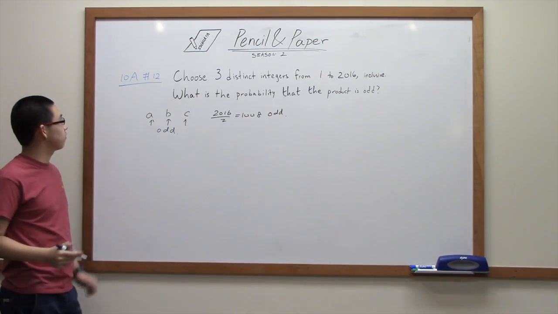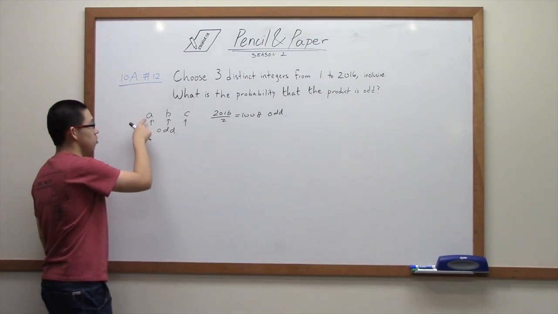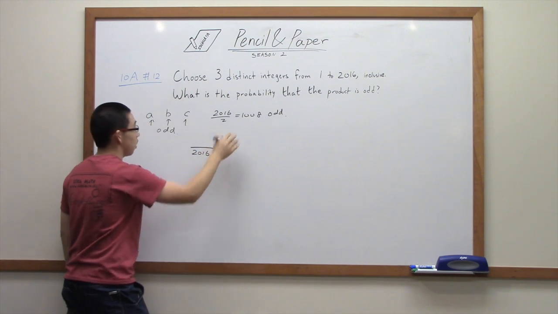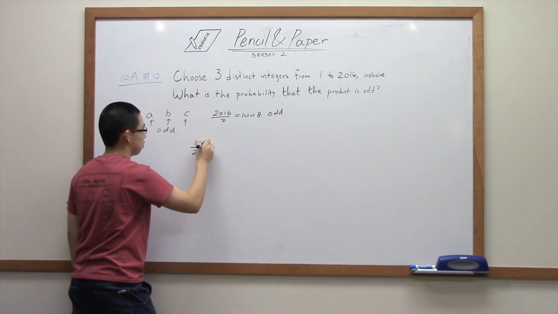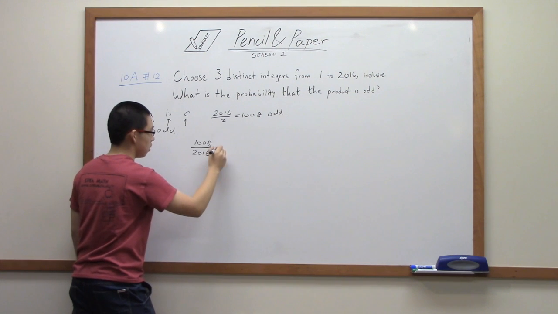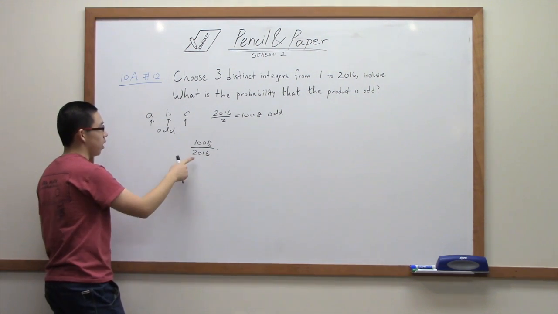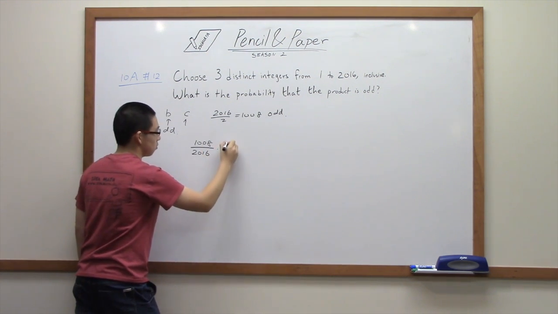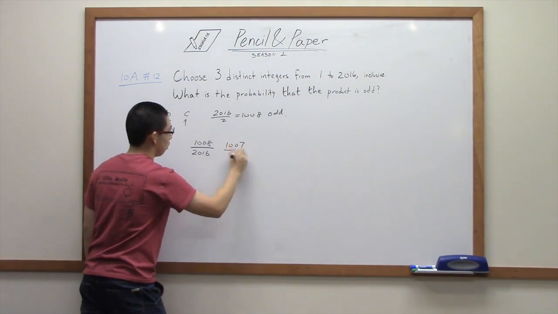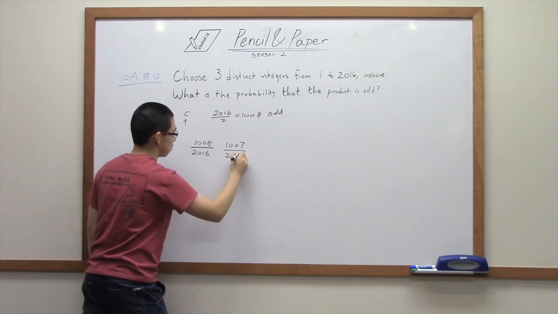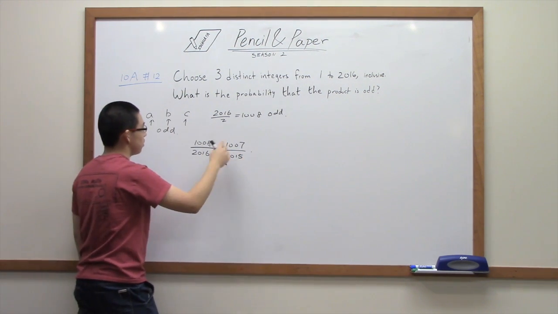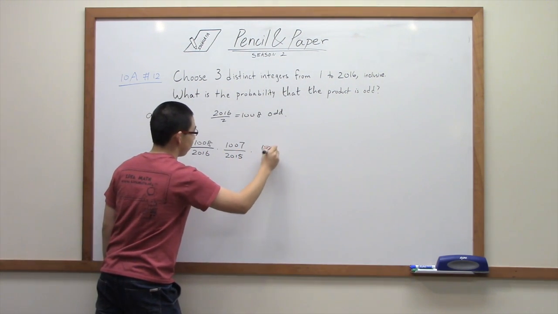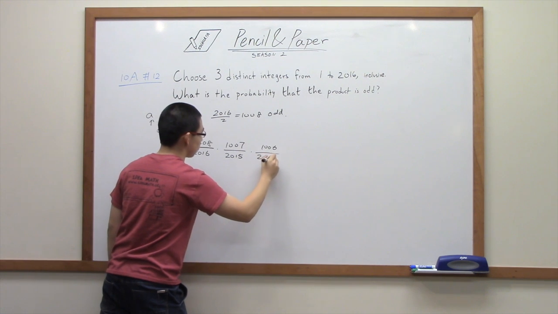So we can start with choosing the first integer. For the first integer A, there are 2016 total choices, and 1008 of them are odd. So that's the first probability. After we choose an odd integer for A, we need an odd integer for B. We already chose one for A, so we have 1007 left over the 2015 remaining choices. Similar things happen for C. Since A and B are both odd, we have only 1006 odd numbers left out of the 2014 remaining numbers.